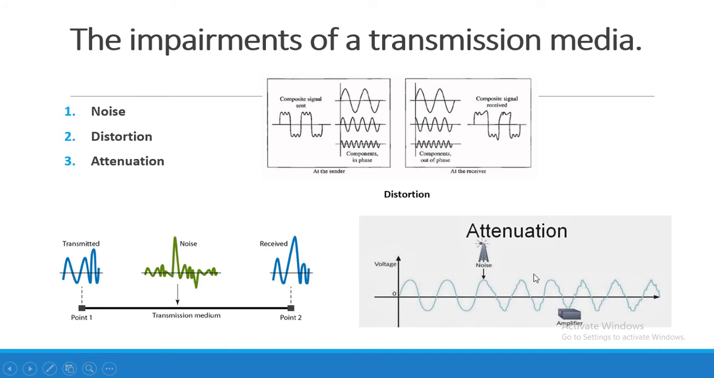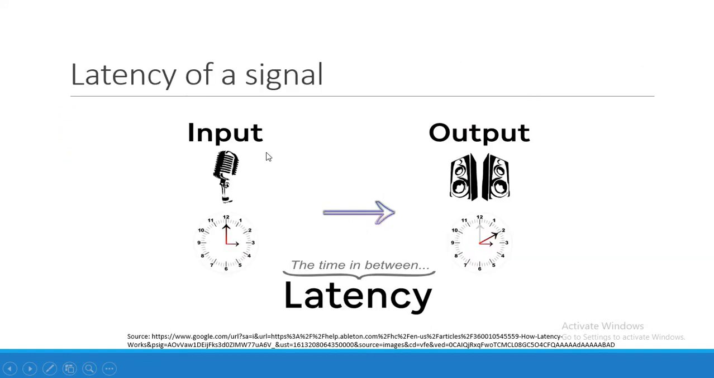Okay, the next one is attenuation. Attenuation is loss of energy. In this image, you can see how the energy has been lost over a period of time. Okay, now let's see what latency of a signal is.